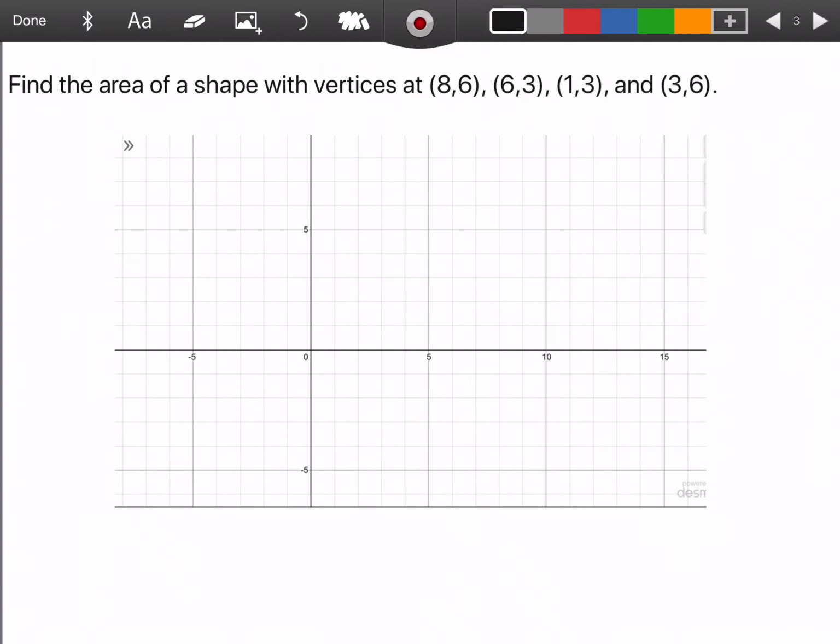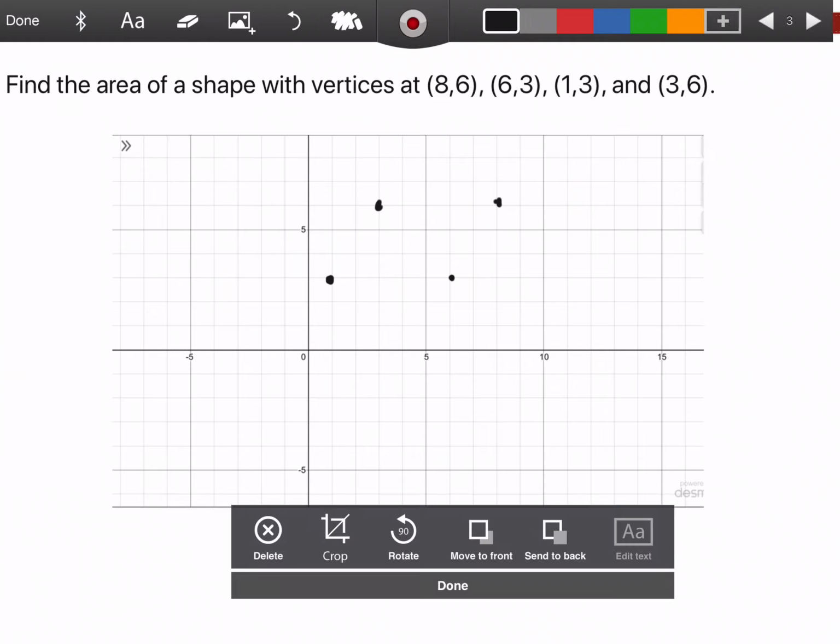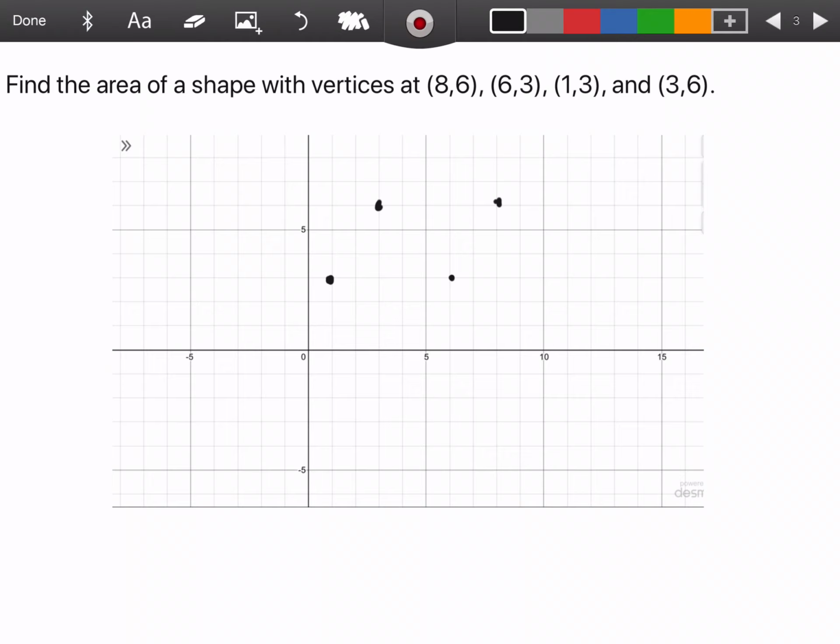Okay, one more. I see I've got 4 points again. So again, I'm looking at a quadrilateral. So 8, 6, I'm going to go right 8. I'm going to go up 6. So here's our first point. We have 6, 3. We have 1, 3. And we have 3, 6. So now I'm going to connect these pieces. And this is not a rectangle because we do not have 90-degree angles. What we're looking at now is a parallelogram.